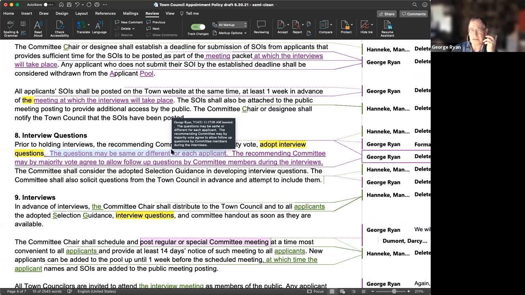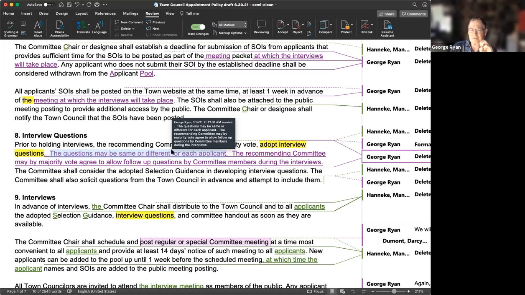And that's where it gets tricky, because does that mean Smith has one set of questions, Jones has another set, and the poor committee has to agree on each one? So imagine you have seven, you sometimes have seven candidates for ZBA. You're going to have seven different sets of interview questions? Surely not. Not necessarily. This leaves it open for the committee to decide.